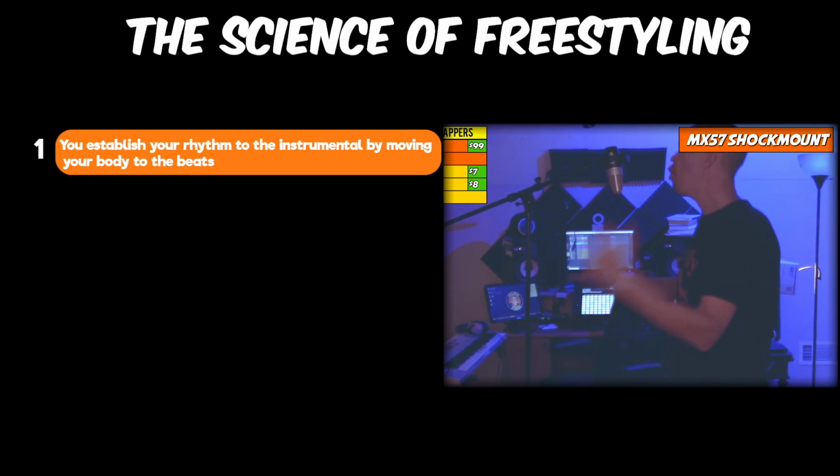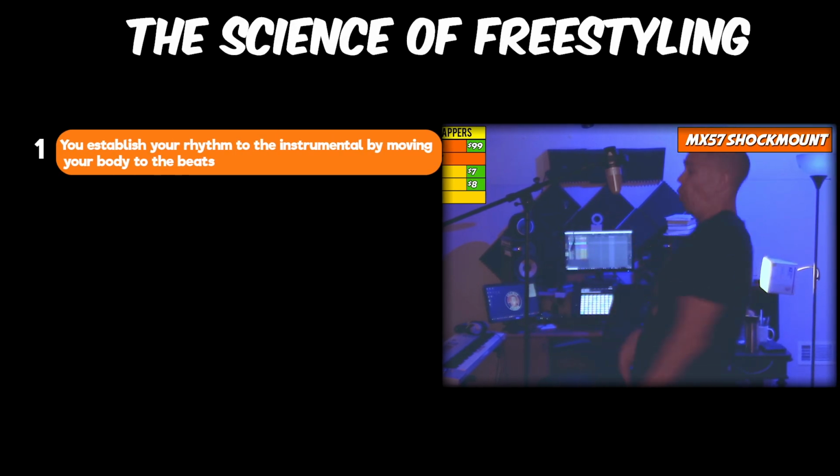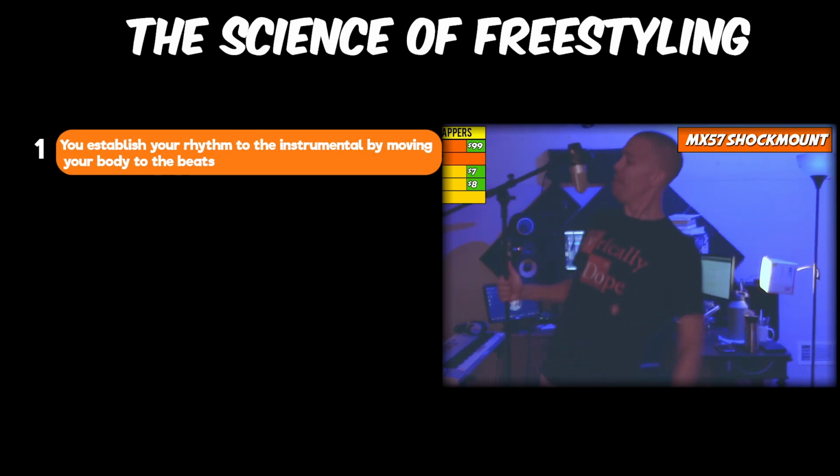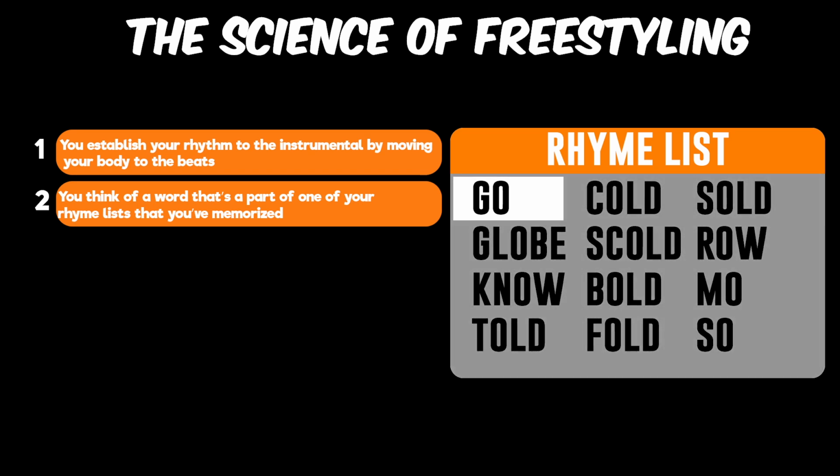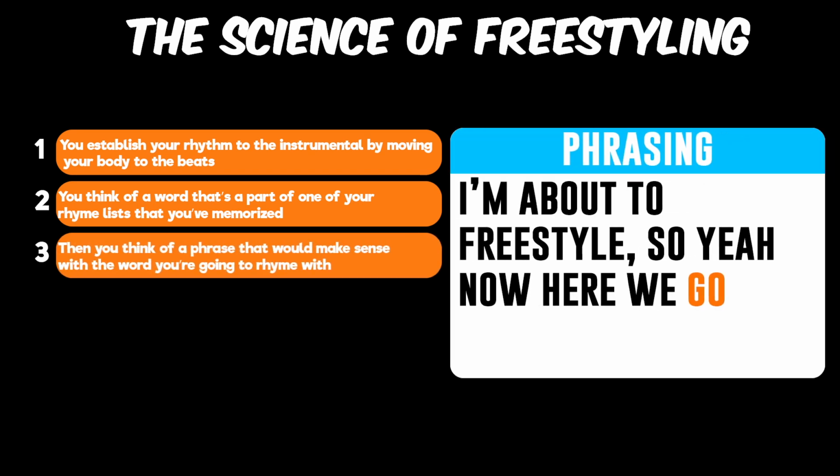So let's do a quick summary of the mechanics of freestyling and then we'll move on to the practice. Step 1 is you need to establish your rhythm to the instrumental by moving your body to the beats. Step 2, you need to think of a word that's a part of one of your rhyme lists that you've memorized. Step 3, then you think of a phrase that would make sense with the word that you're going to rhyme with.